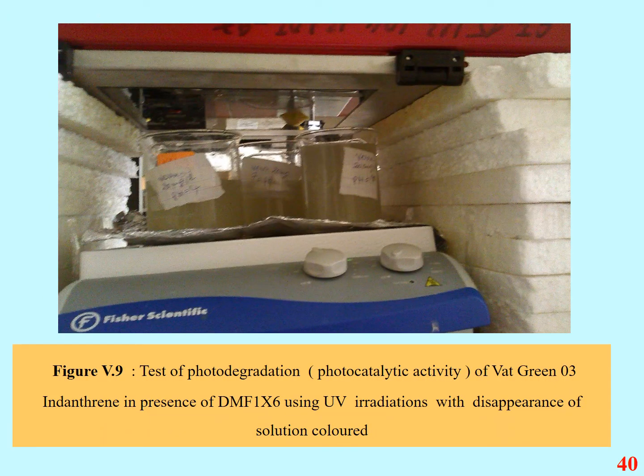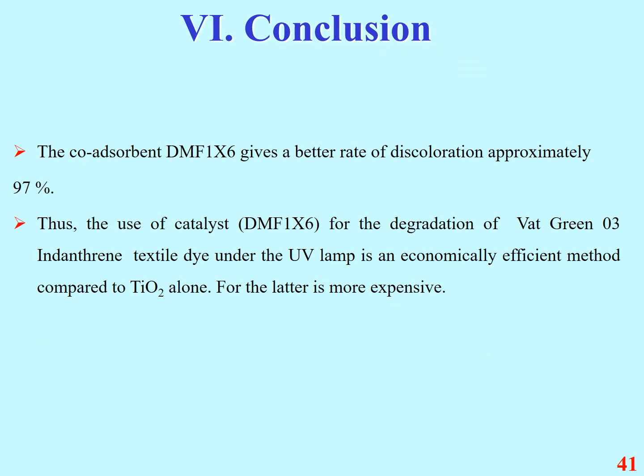Figure: photodegradation test of the photocatalytic activity of Photogreen 03 Indotron in the presence of diatomite modified by ferrihydrite with calcination using UV irradiation, with disappearance of the solution color. Conclusion: the cold adsorbent, diatomite modified by ferrihydrite with calcination at 600 degrees, gives a better rate of discoloration, approximately 97%. Thus, the use of the catalyst DMF1X6 for the degradation of Photogreen 03 textile dye under the UV lamp is an economically efficient method compared to titanium dioxide, the latter being more expensive.